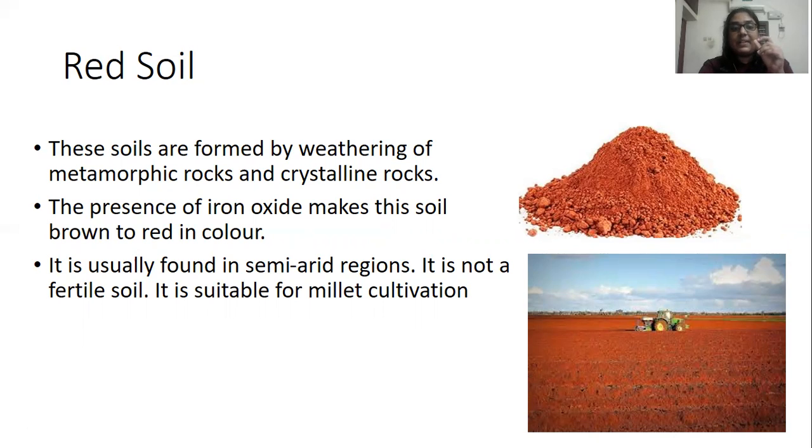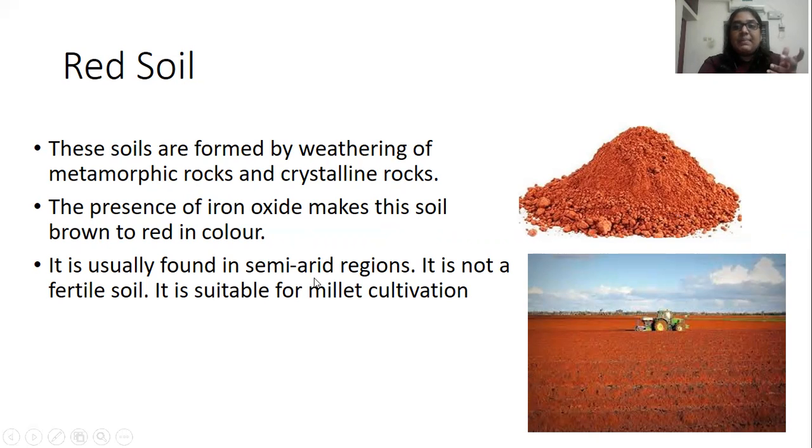Because there is a presence of something called iron oxide in it. Okay, there is iron oxide in the soil. Therefore, its color is brown to red. Okay, brown or red, or in between shades. So the presence of iron oxide makes the soil brown to red in color.